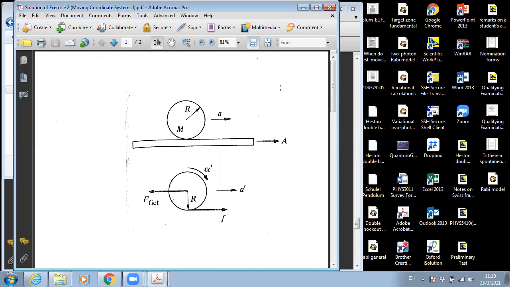This is the original problem. Now we add one more complication to it. This board is going upward with a uniform acceleration, g bar.